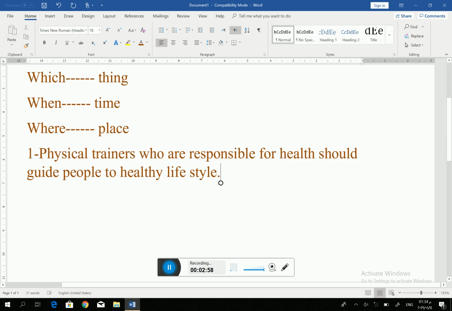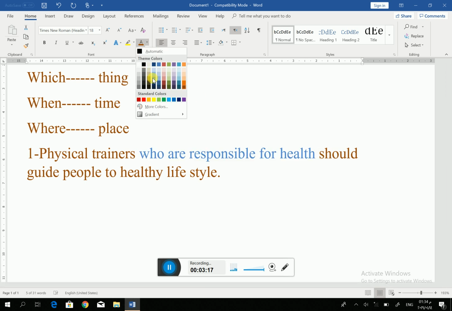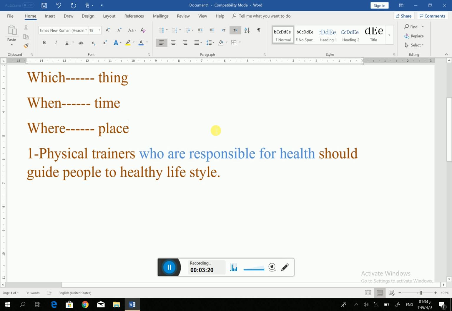Now, I said physical trainers. Who are physical trainers? I want to define physical trainers. So I said physical trainers who are responsible for health. Who are responsible for health? This is a relative clause. This is called relative clause. So, physical trainers who are responsible for health should guide people to healthy lifestyle. Like this, I defined physical trainer. Let's go to another example.